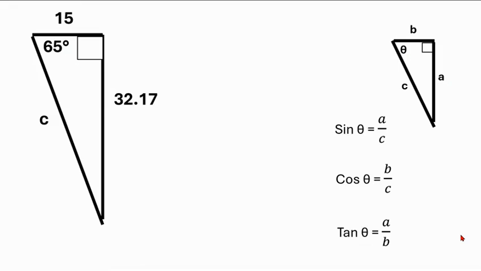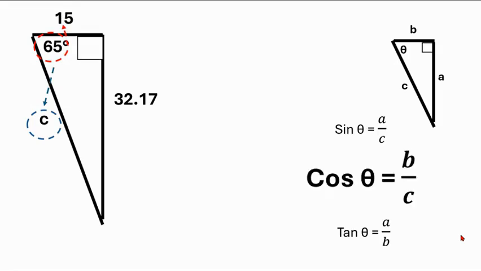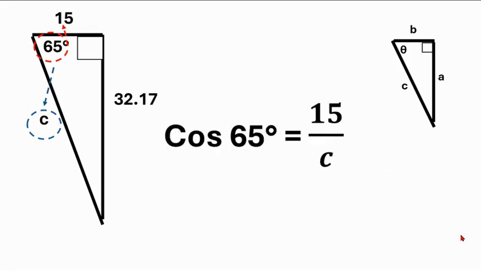Now we have one more side, and that's the hypotenuse. There's a possibility you could do this with the Pythagorean theorem, but we're learning trigonometric identities, so we're going to stick with that. We want to find side C. We have side B, so cosine would be the right one for us. Cosine 65 is equal to 15 divided by C. And we need to solve for C, and we can't do that when C is on the bottom of a fraction. So we need to get it off the bottom.